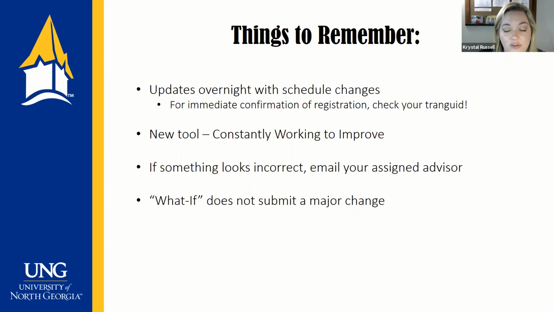For immediate confirmation of registration, I always direct students to their train guide, which is on BannerWeb as well, under the student tab, student records, and the top link is your train guide. I like to have students use this as a confirmation page because it'll populate immediately with what classes you registered for, and you can then check that the subject and the time and the campus and all of that looks correct.